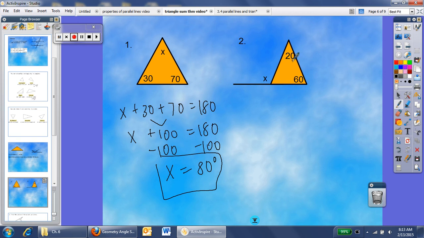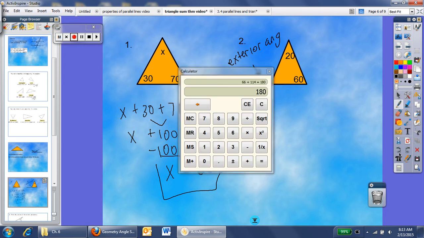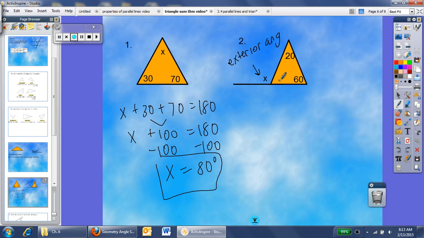Looking here, we're trying to find this exterior angle. Just as before, we know that 20 plus 60 plus this angle has to add up to 180 degrees. So doing some quick math in our head, 60 plus 20 is 80 degrees, and we need to get to 180, so let's do 180 minus 80 and we get 100. This spot right here must be 100 degrees, because 100 plus 20 degrees plus 60 degrees is 180.